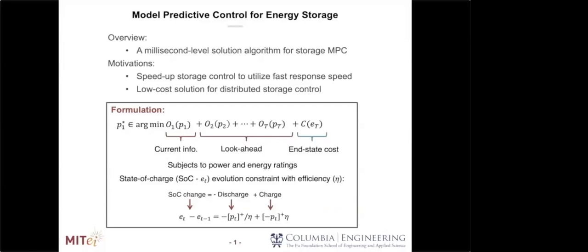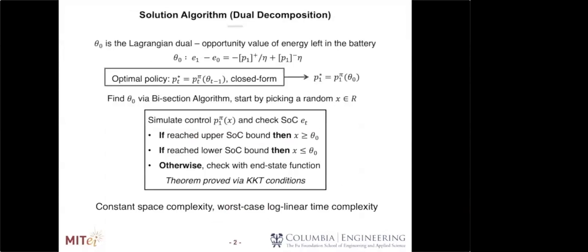We consider a very general formulation, including a look-ahead period and terminal state cost, power and energy rating, efficiency, and a state-of-charge evolution constraint. Our main technical contribution is applying dual decomposition to solve the energy storage control problem, where we utilize the Lagrangian dual variable associated with the state-of-charge evolution constraint, theta.